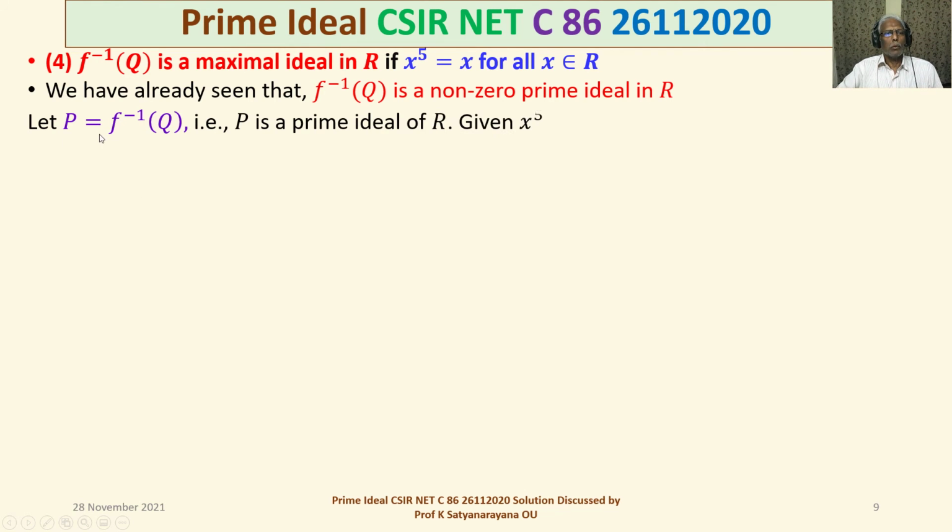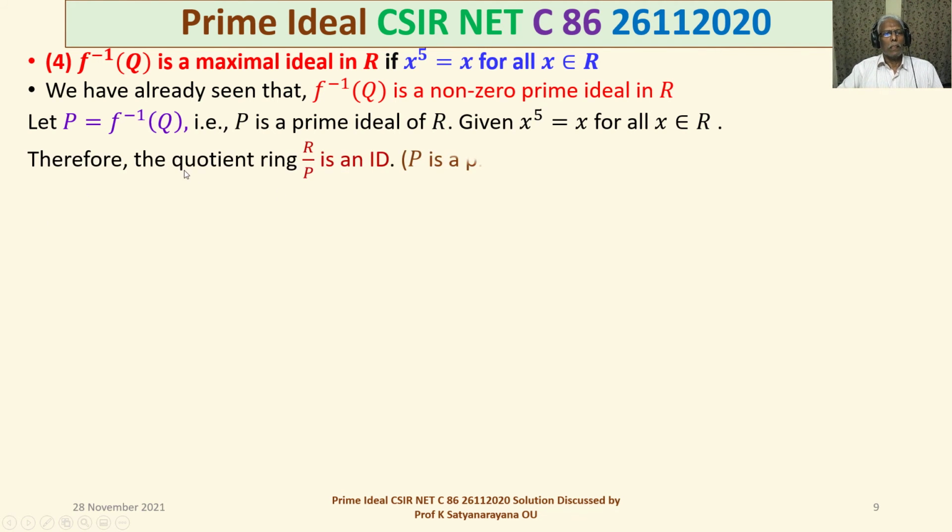Let P is equal to F inverse Q, that is, P is a prime ideal of R, and we are given x power 5 is equal to x for all x belongs to R. Now consider the quotient ring R by P, and it is an integral domain. Why? Because P is a prime ideal if and only if R by P is an integral domain, and P is a prime ideal, therefore R by P is an integral domain.